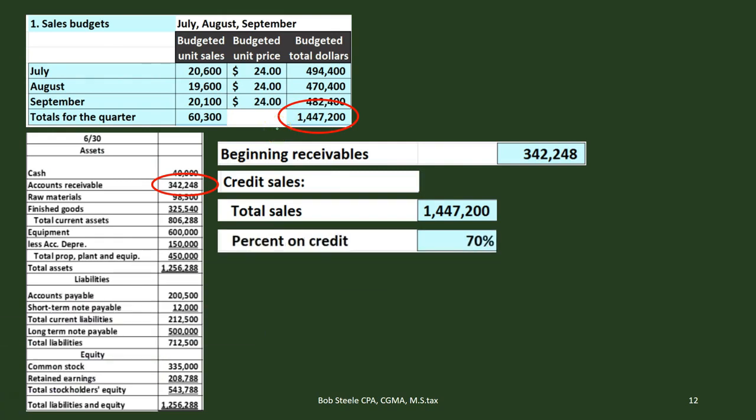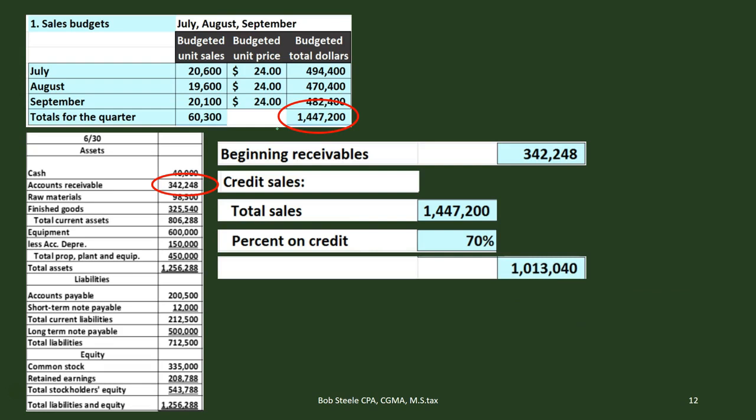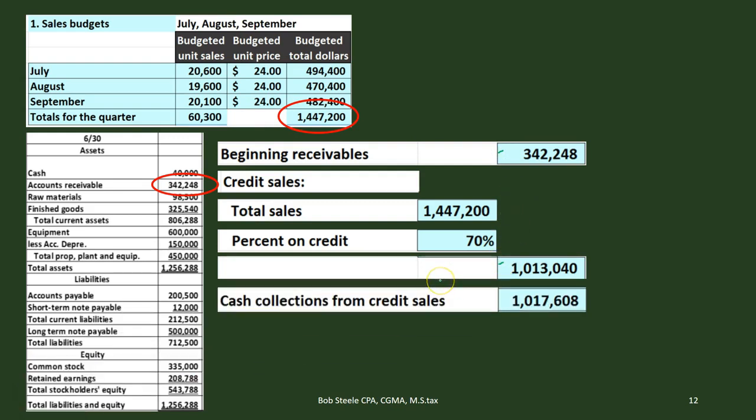And we said that 70% of that, the problem said, was going to be on account. Therefore, those are sales that are going to increase accounts receivable. So here's where our accounts receivable started. Then we had the sales on account, increase in the receivable. And then we have the cash collections from credit sales.